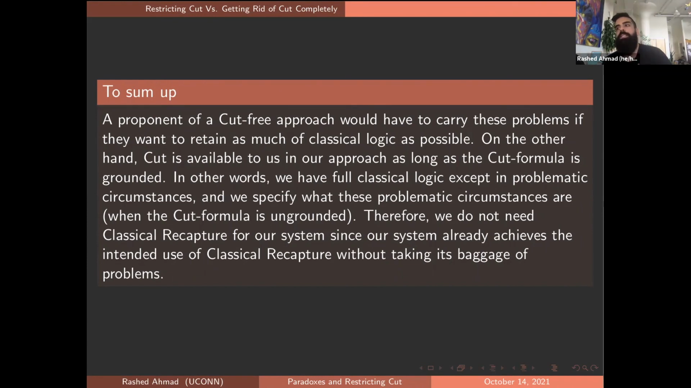On the other hand, cut is available to us in our approach as long as the cut formula is grounded. So that is, we have full classical logic except in problematic circumstances. And we specify what the problematic circumstances are, right? It's when the cut formula is ungrounded. Therefore, we do not need classical recapture for our system, since our system already achieves the intended use of classical recapture without taking on its baggage of problems, right? So in a sense, classical recapture is already built into our system, because that's the whole idea of restricting cut.